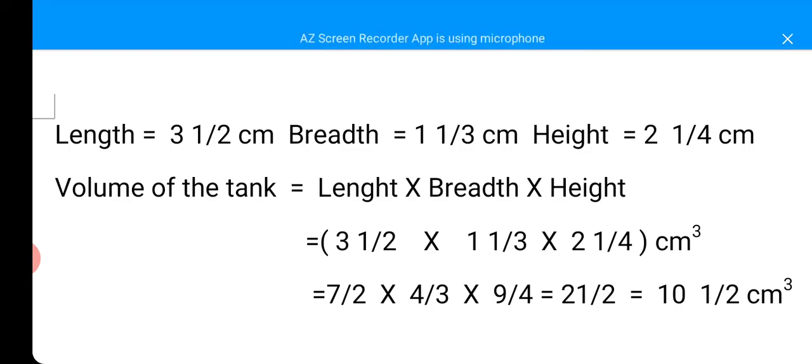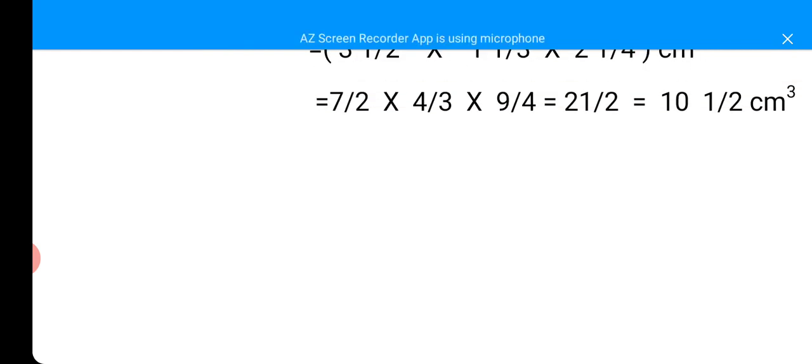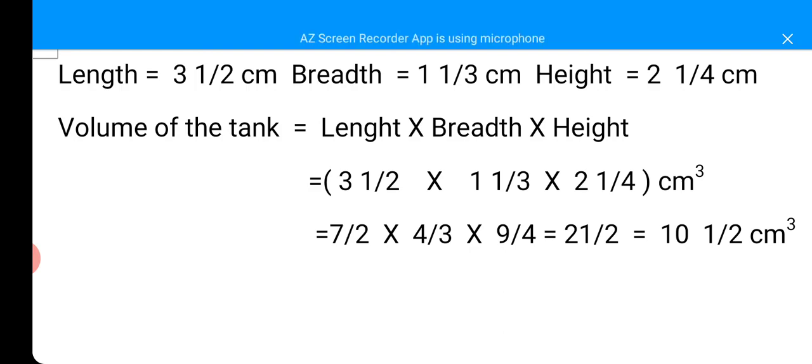So when you multiply and you divide, you are going to get the volume to be 10 and 1/2 centimeter. So this is where we are going to stop for lesson 2, week 7.